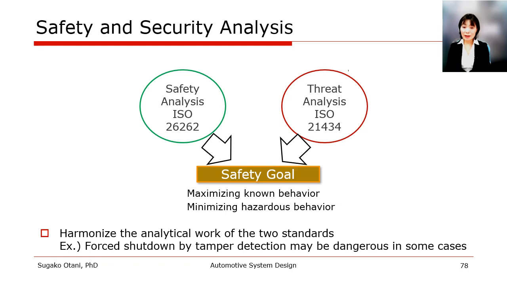If safety analysis and threat analysis have different goals, the analysis may lead to the opposite result, that is, a safety-threatening analysis. For example, forced shutdown by tamper detection may be dangerous in some cases. The analysis will be based on use cases.